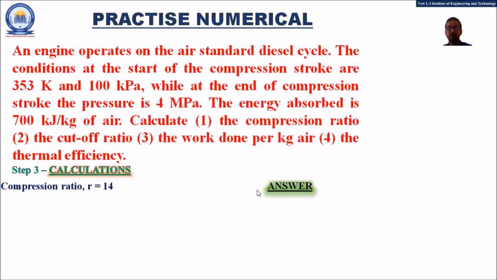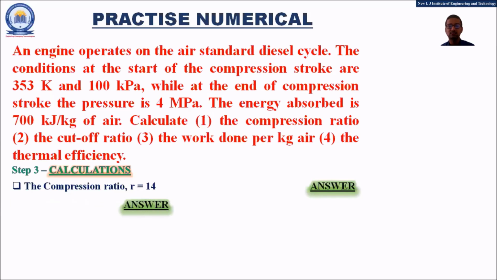The first parameter which was asked to calculate was the compression ratio. The answer comes out to be 13.96 something, so I have approximated that value to 14. So the compression ratio, which I have taken as small r, is equal to 14. The next answer is the cut-off ratio. If you remember, I am using the notation RC. The cut-off ratio answer comes out to be 1.686.